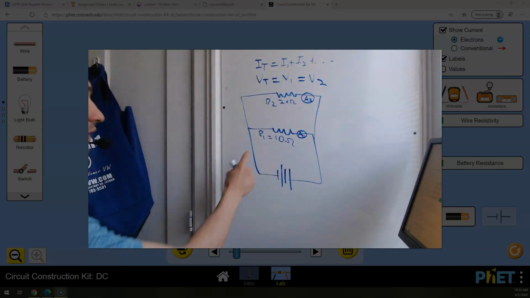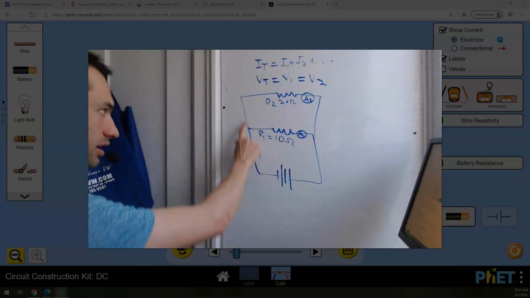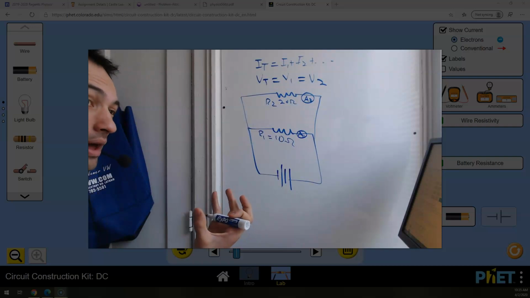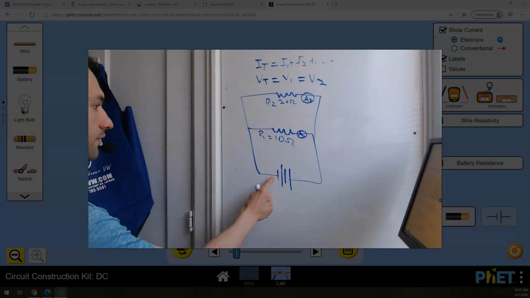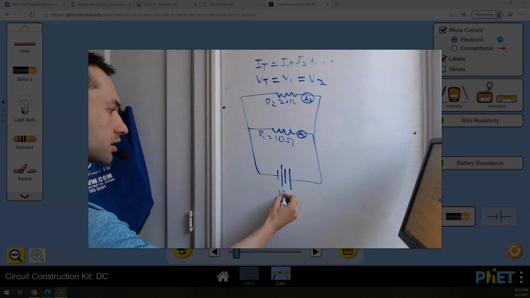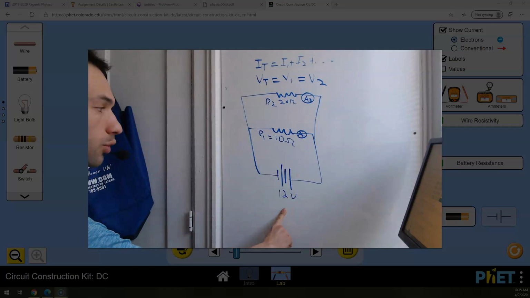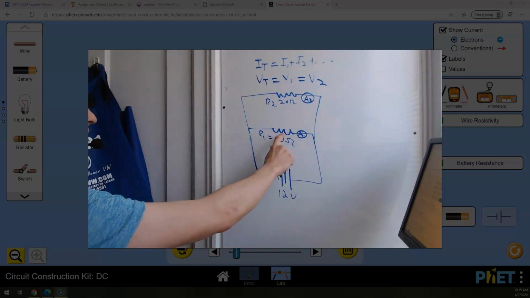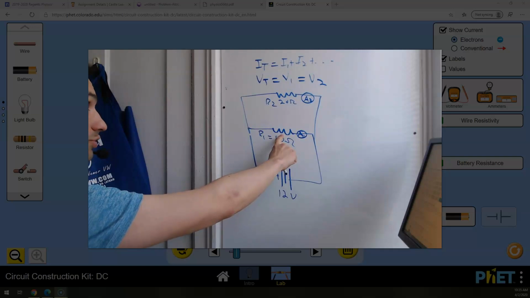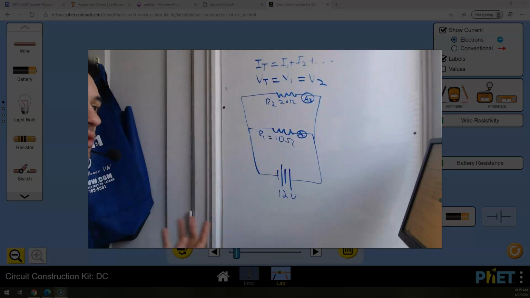And that makes sense because if I'm a Coulomb and I decide to go right or I decide to go this way, I'm going to carry the same amount of energy. To get from this side to this side, I have 12 joules of energy if I'm a Coulomb. And I give up that 12 joules of energy either to this resistor or to this resistor. So either way, those resistors get to have all of the energy.